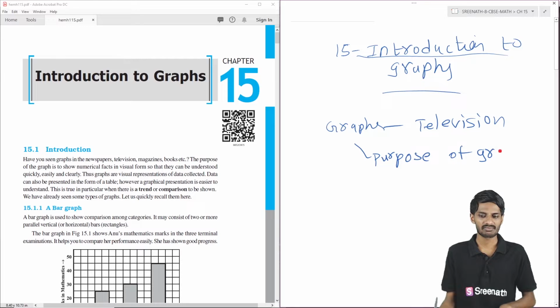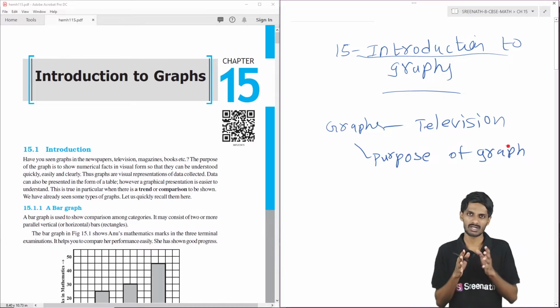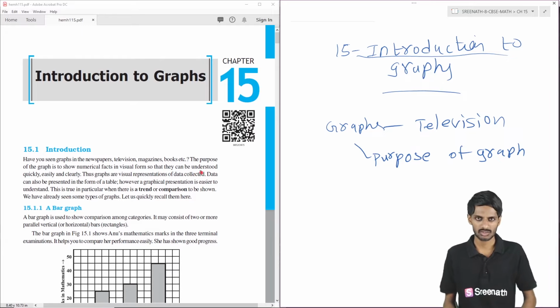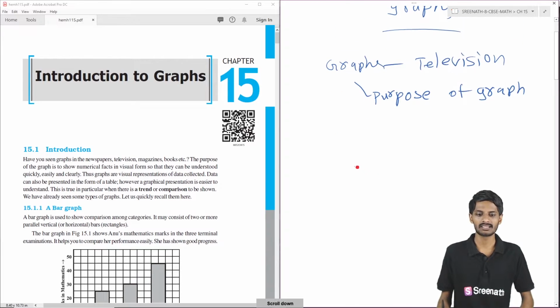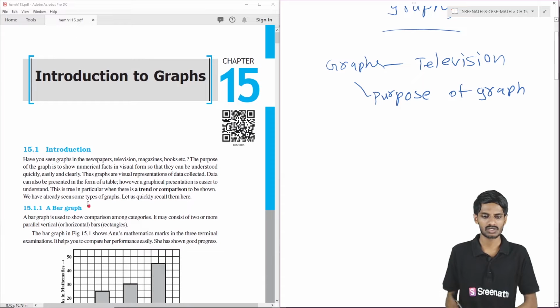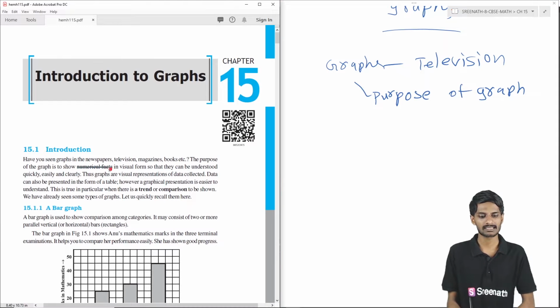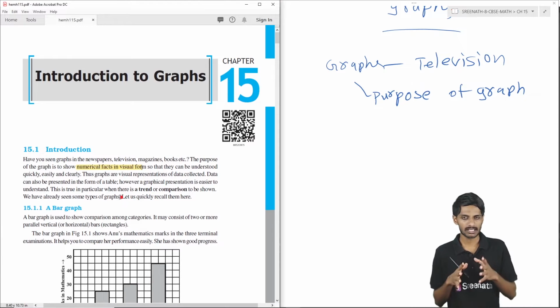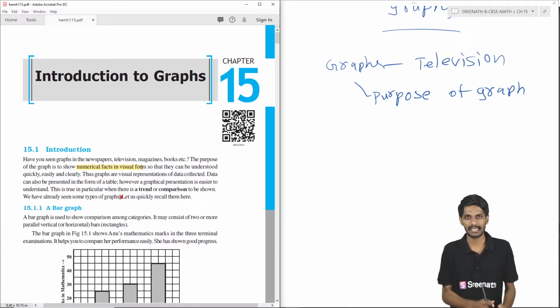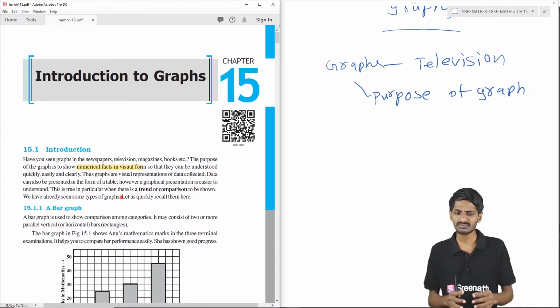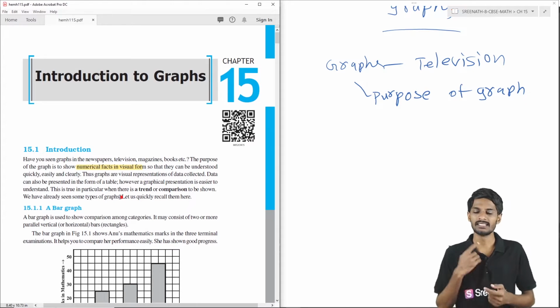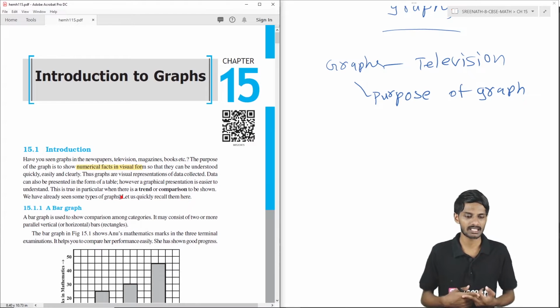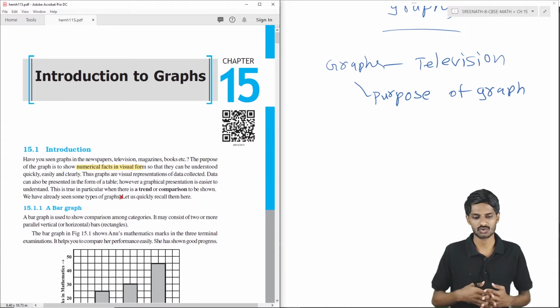The main purpose of a graph, students, is to show numerical facts or numerical data in visual form. By seeing the given data in visual form, we can easily understand it in a short time, and quickly.